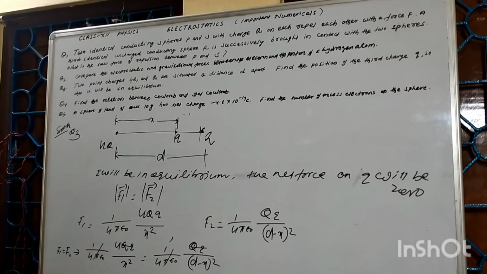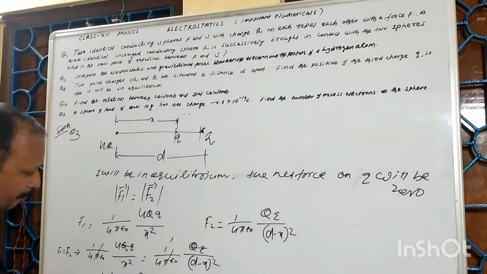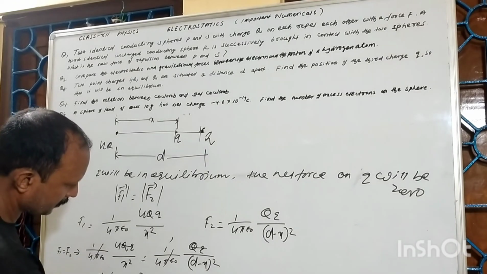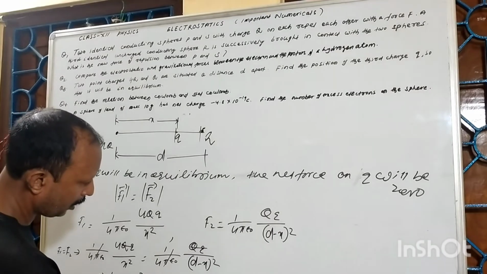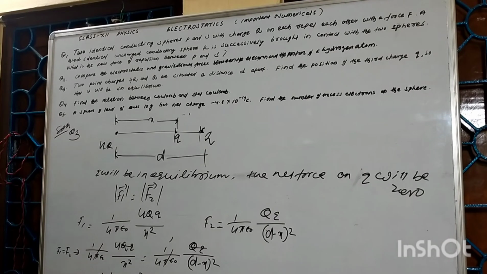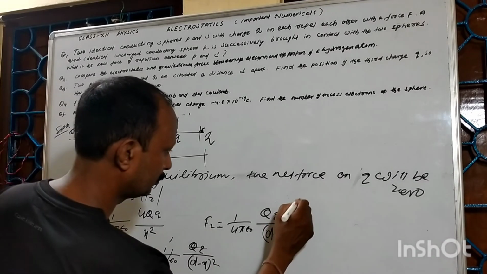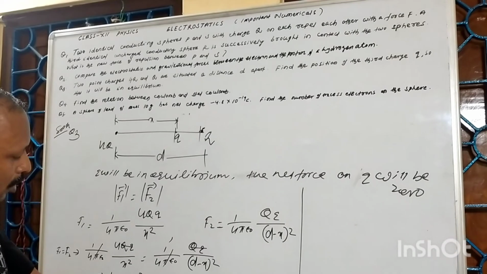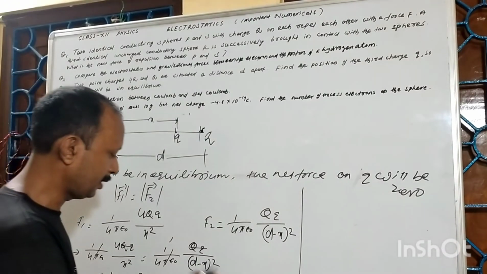So how much is left? It implies that 4d minus x square is equal to x square. If I take the square root on both sides, 2d minus x is equal to plus minus x. Now, it is better I write here. See here, so now it is 2 of d minus x equal to plus minus x.